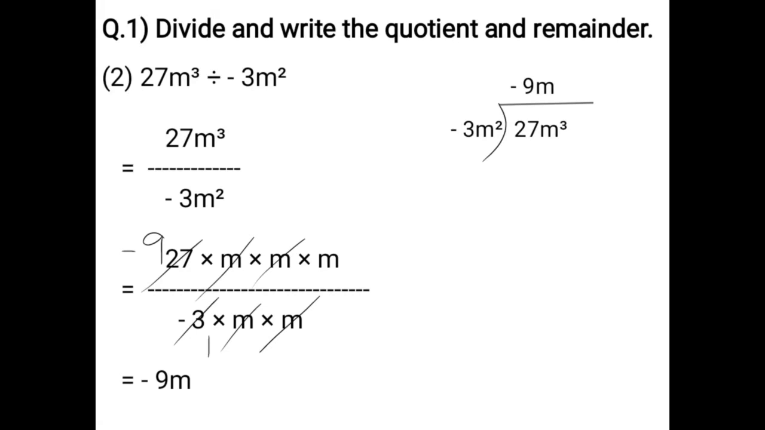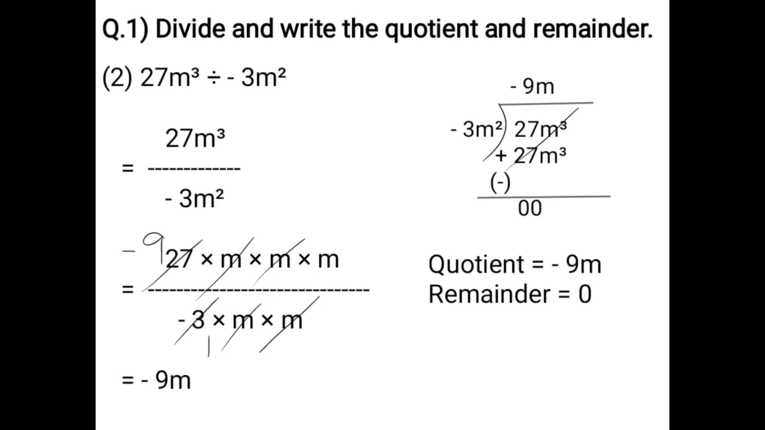When you multiply minus 3m square into minus 9m, answer is plus 27m cube. You have to take opposite sign, minus. If you are taking the opposite sign, it becomes subtraction. You have to cancel 27m cube minus 27m cube because 27m cube minus 27m cube, answer is 0. Quotient is minus 9m, remainder is 0.